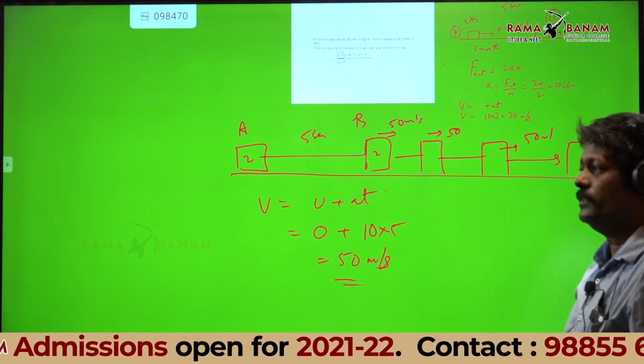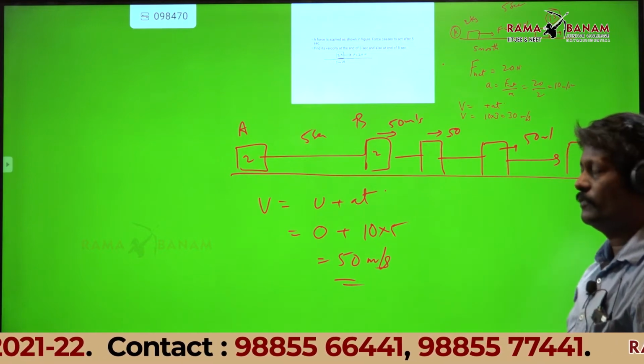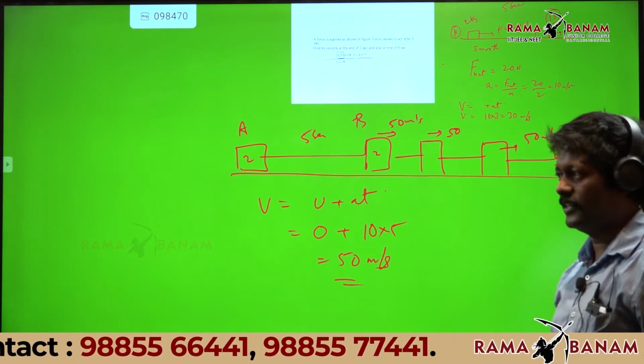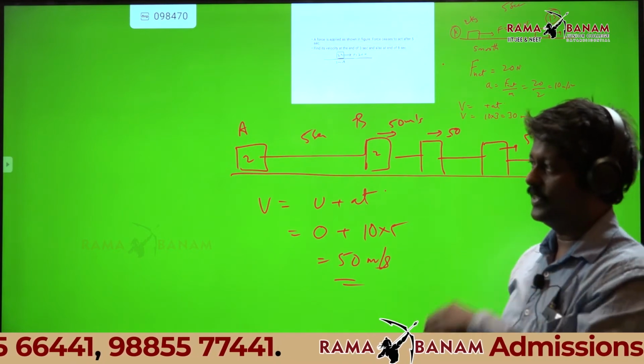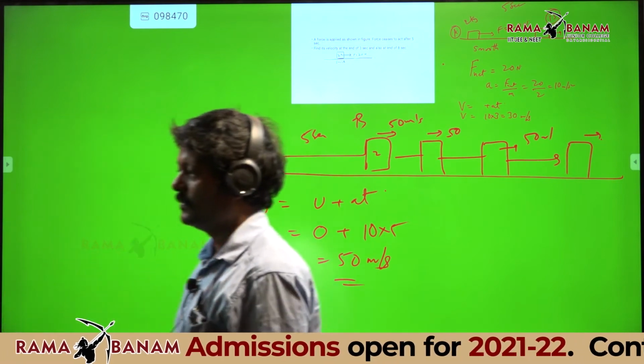At the end of 6 seconds? 50 meters per second. At the end of the 10th second? 50 meters per second. Very good. Write down that, 50 meters per second. Very good. Write down that point first.